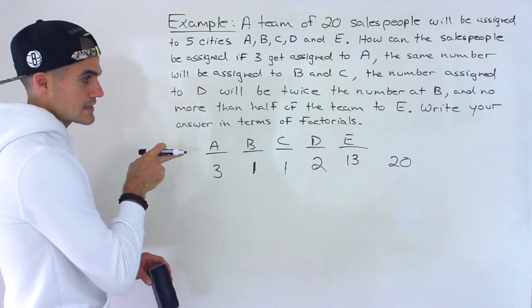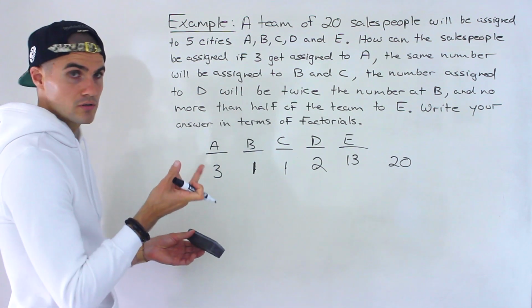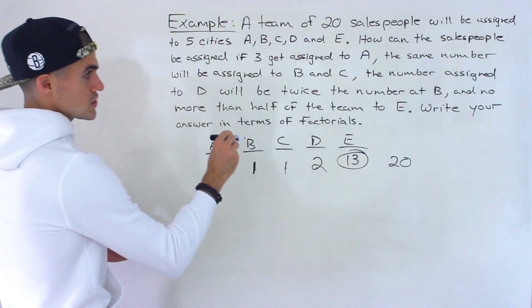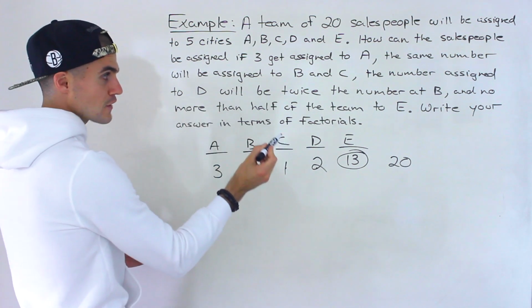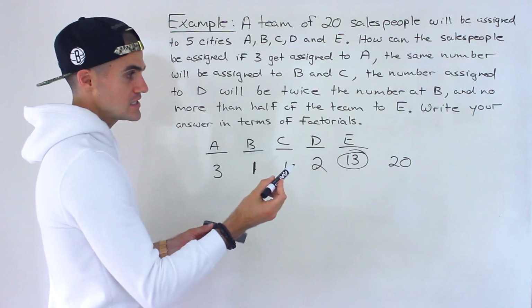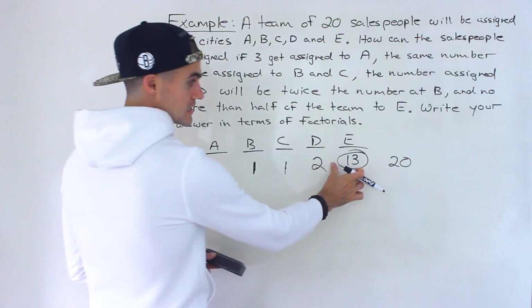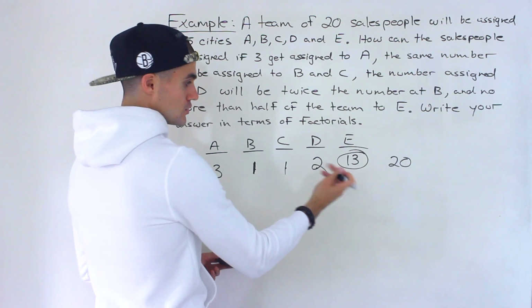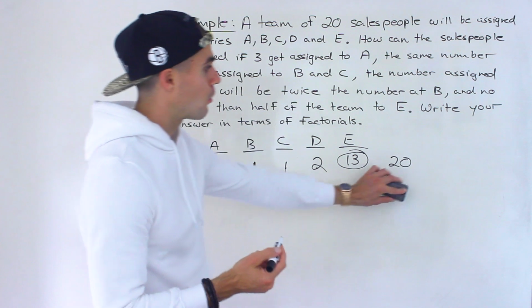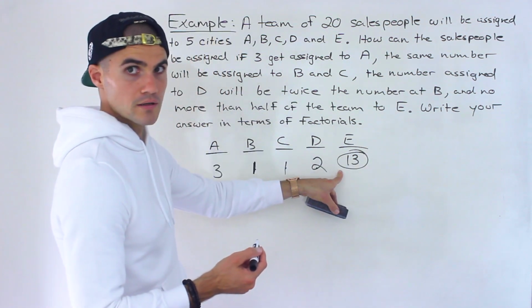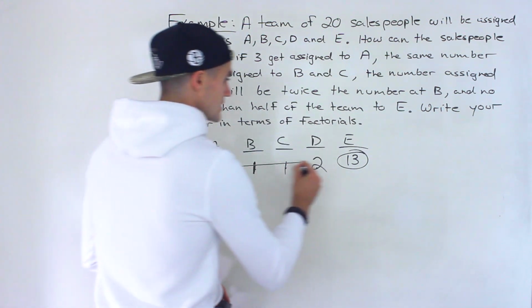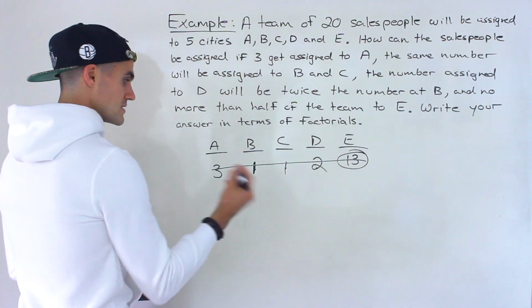However, is this a plausible case? Well, it's not. Notice in the question it says no more than half of the team can be assigned to city E. Half of the team is 10, and 13 is greater than 10. So in this case, it can't work out because more than half of the team is going to city E, and that can't happen. So this case would not work out, and we go to the next case.